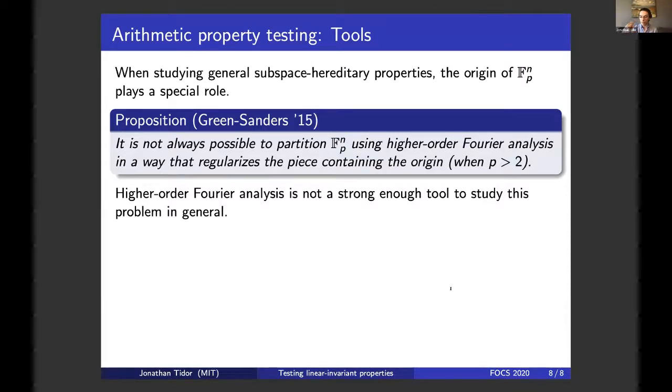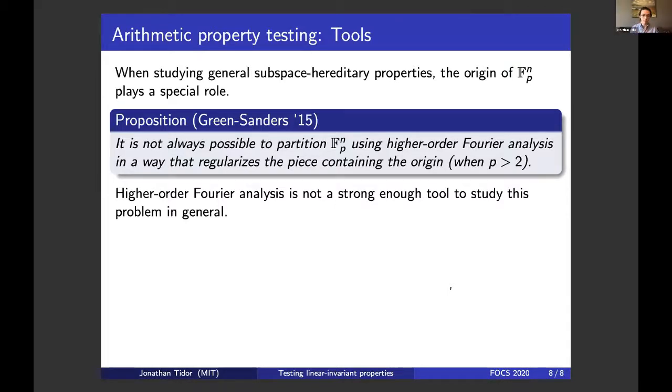But this is unfortunate from the point of view of higher order Fourier analysis because of a counterexample function constructed by Ben Green and Tom Sanders. They construct a class of functions for which higher order Fourier analysis is not capable of regularizing or understanding in a neighborhood of the origin. So this means higher order Fourier analysis is kind of the wrong tool for studying general functions around the origin.